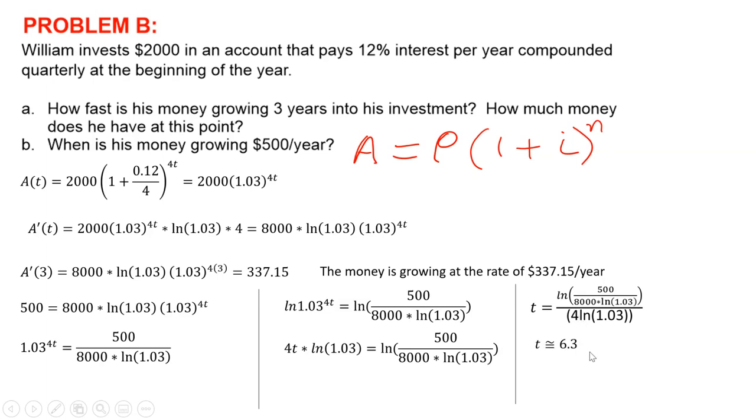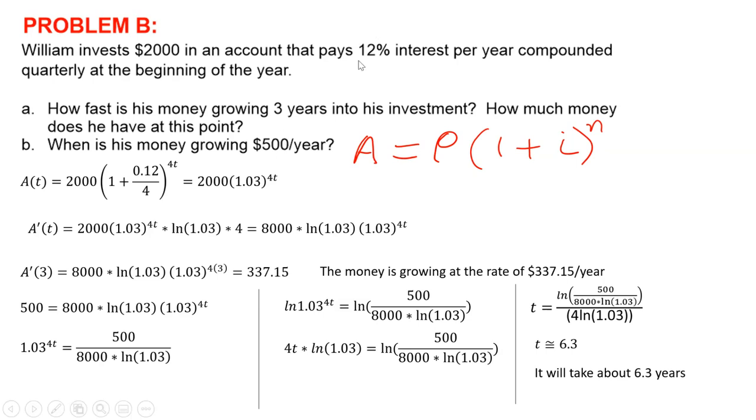It works out to be 6.3. So in 6.3 years, his money grows not at $337.15 anymore. That's year 3. By the time you get to year 6.3, it's now growing at the rate of $500 per year. I already made the point that over time, your money grows faster and faster and faster with compound interest.